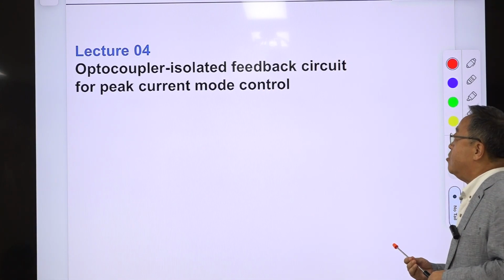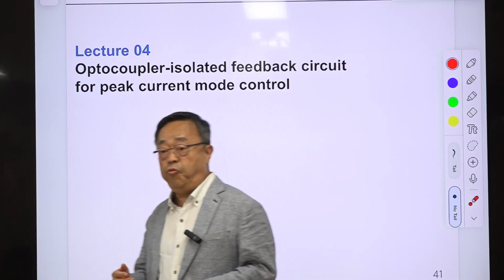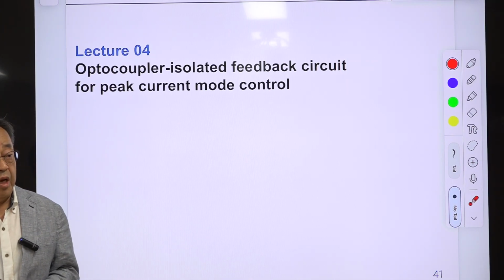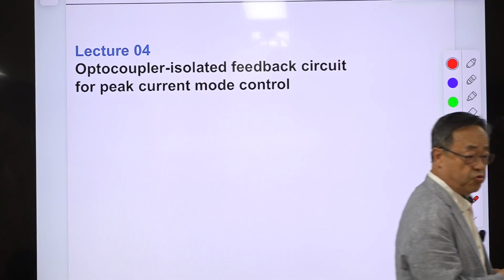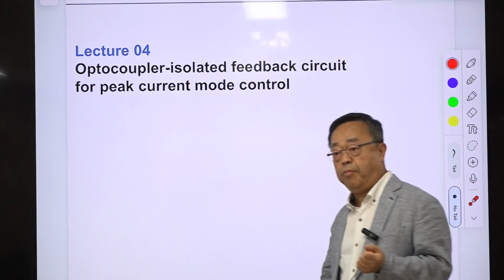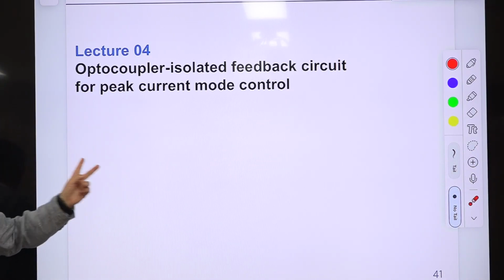This is the first lecture on this topic. In the previous lecture, we went through all the practical details about the optocoupler and the operational transconductance amplifier TL431. In this lecture, we'll discuss how to design or build the two-pole one-zero compensation using those two components.